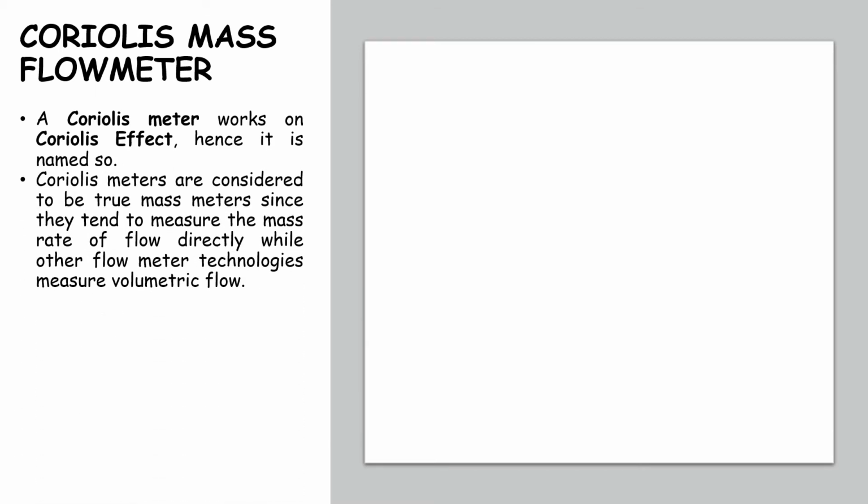First, we are going to see about the Coriolis mass flow meter. This meter works on the effect called Coriolis, hence it is named so. These meters are considered to be true mass meters since they measure the mass rate of flow directly, while the other flow meter technologies measure the volumetric flow. Since mass does not change, no adjustments are needed for varying fluid characteristics. Hence, a Coriolis meter operates in a linear fashion.